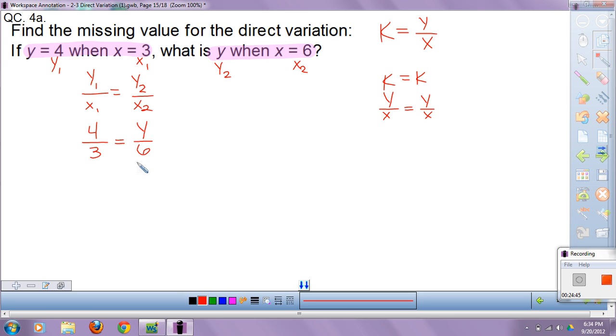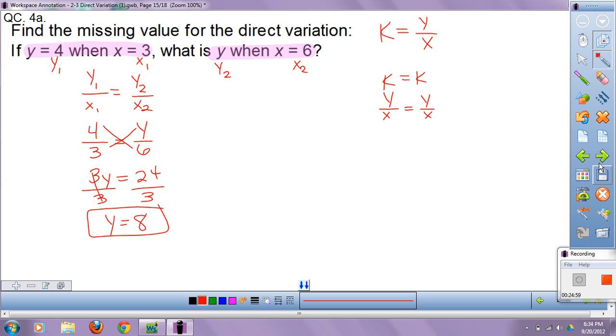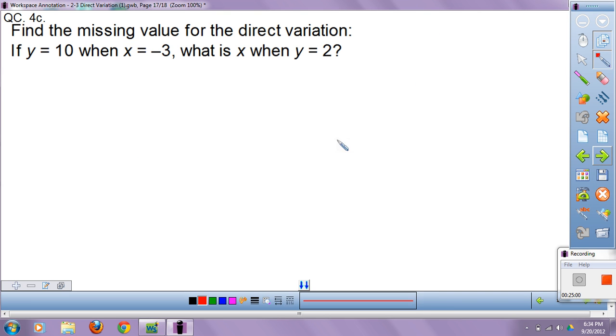And again, we solve a proportion by cross multiplying. So 3 times y is 3y, and that equals 4 times 6, which is 24. Divide both sides by 3 to solve for y, and y equals 8. Let's try that proportion one more time on Quick Check 4C. So go ahead and work 4C, pause the video. When you're done, play.